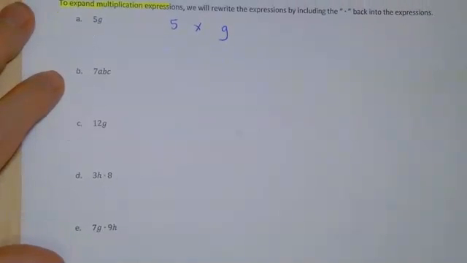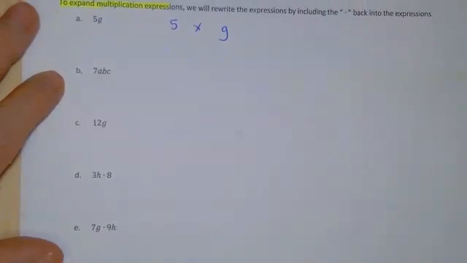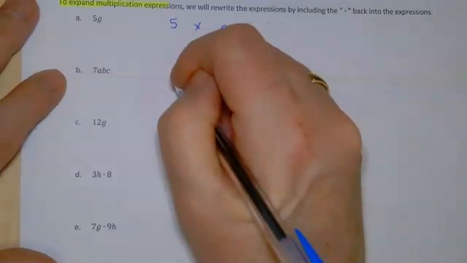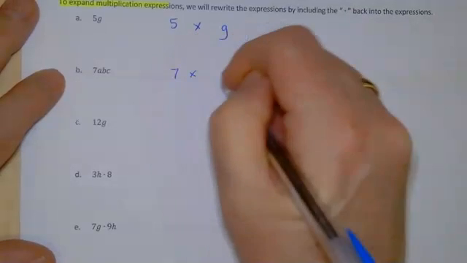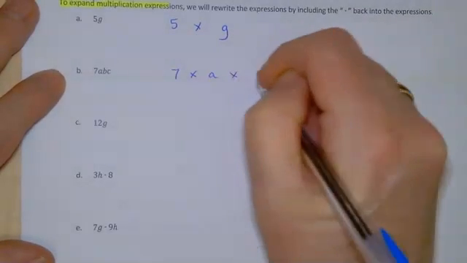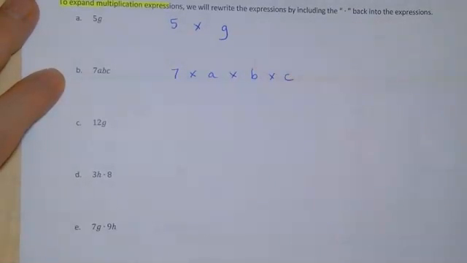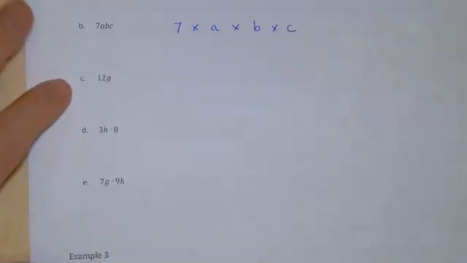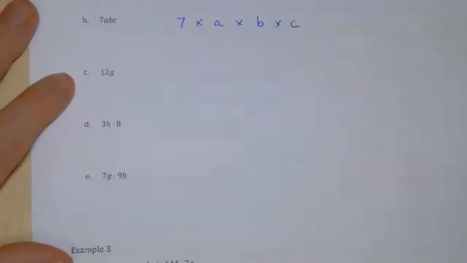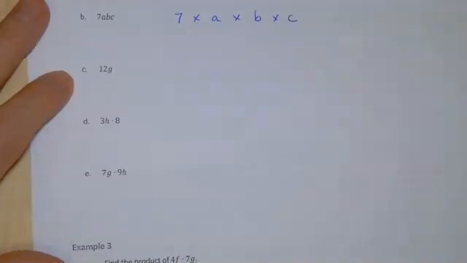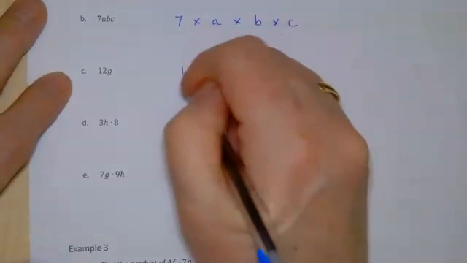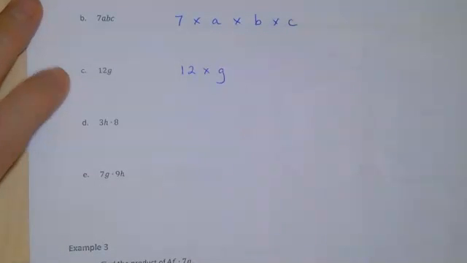I'm going to put the times signs back in here. Omari, what would I write for part B? You would do 7 times A times B times C. Absolutely perfect. What about this next one, Brooklyn? What do you do with 12G? You do 12 times B. Yep. Amazing.